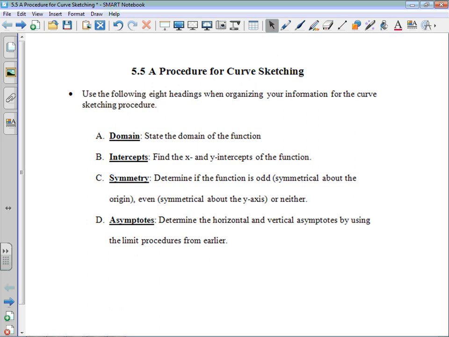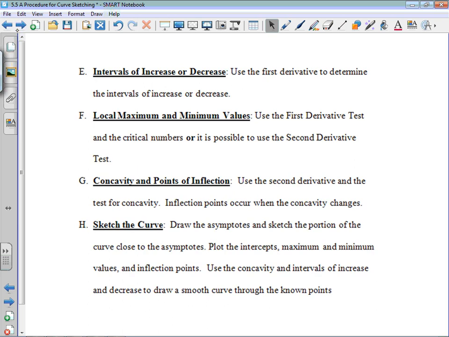Asymptotes, a lot of students will forget to do both the vertical and the horizontals. We need to consider both. Then we have intervals of increase and decrease. That leads to our local mins and maxes. And then concavity, and then finally we sketch the curve itself. All of this is a lot at once, for sure. And part of the reason why we do headings like this is so we can break it apart piece by piece and deal with it a little bit simpler, which is a pretty big advantage.